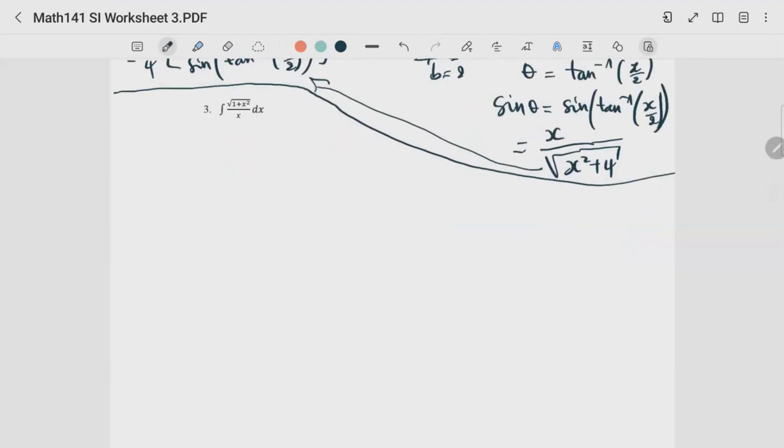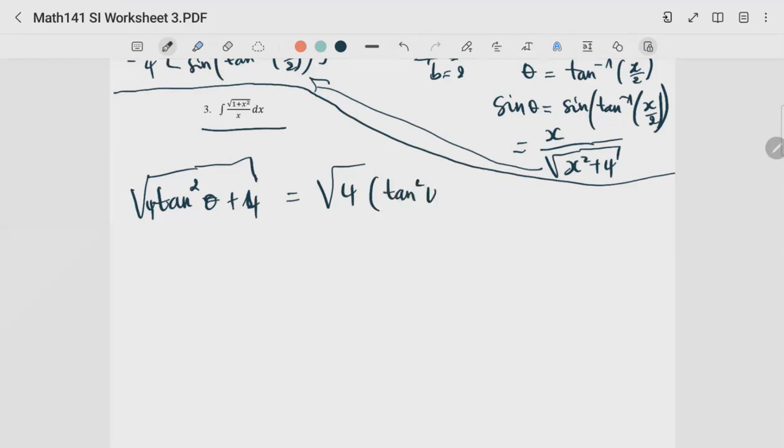So let's forget about this question for now, just to explain the concept. So we have the square root of 4 tan squared theta plus 4. 4 is a common factor, right? So we can take it out. So we have 4 multiplied by tan squared theta plus 1. Now we can separate these two because 4 is just 2 squared, right? So when you take it out of the square root, it becomes 2 multiplied into the square root of tan squared theta plus 1.